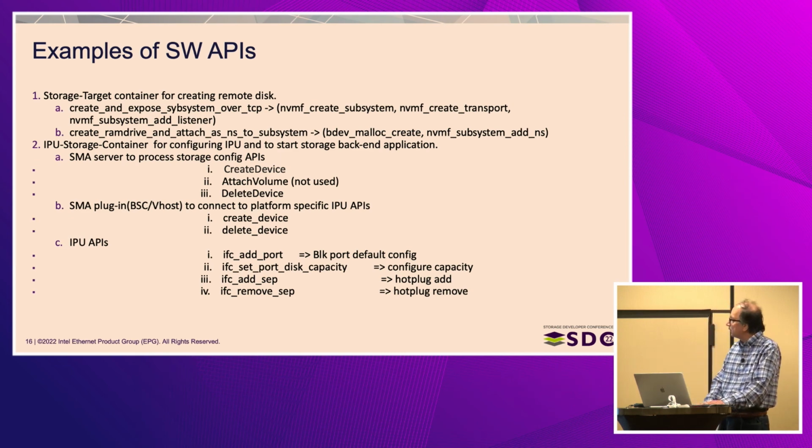These are some examples of the software APIs: examples for creating a remote disk, examples for a storage container for configuring the IPU and to start the storage backend application. There are facilities such as add port, set port, create device, delete device. There is a new terminology not explained here, sorry about that miss, called ACP, which stands for Smart Endpoint, and add ACP and remove ACP are for the hot plug add and remove. And these APIs are all available from IPDK.io, and you can go and try out some of these.